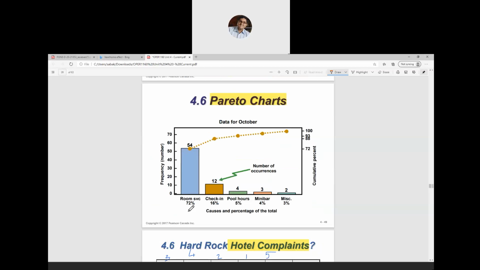And then we draw a graph similar to this. All these bar charts, for example, represent the room service 72 percentage, the check-in issues, pool hours issues, and so on. And this line, what you have drawn here, represents the cumulative. For the room service, it is only 72 percentage, and when I go to room service and check-in, it is 72 plus 16, which is 88 percentage. And the next thing is 88 plus 5, say 93 percentage.